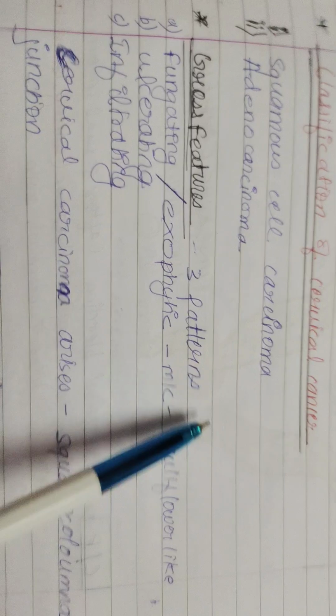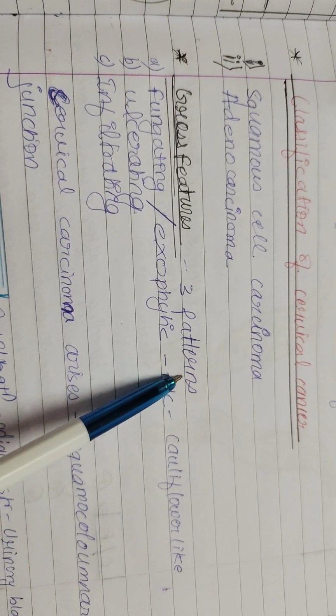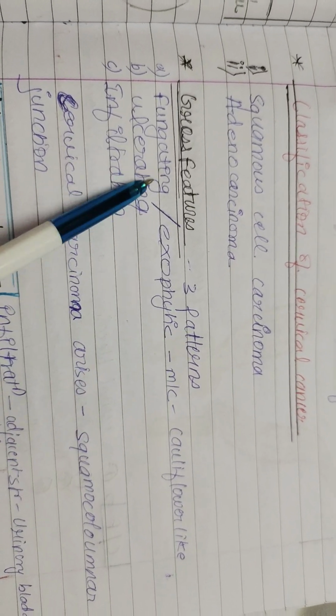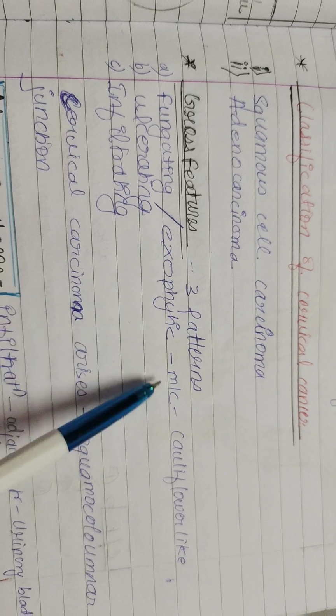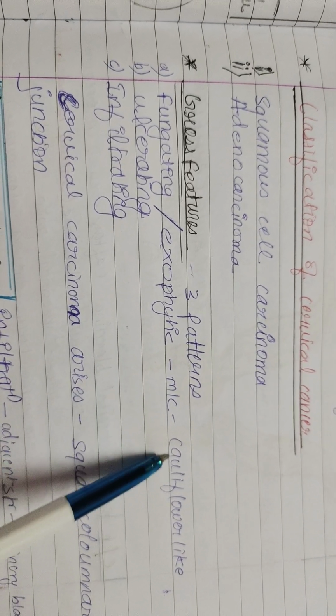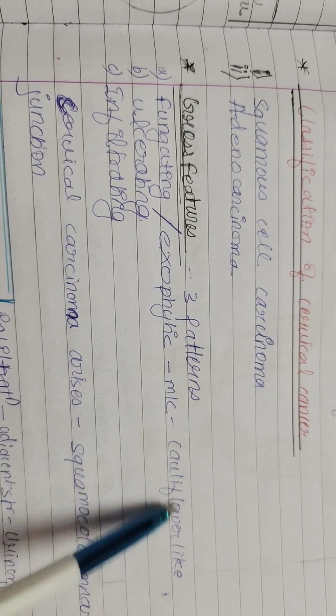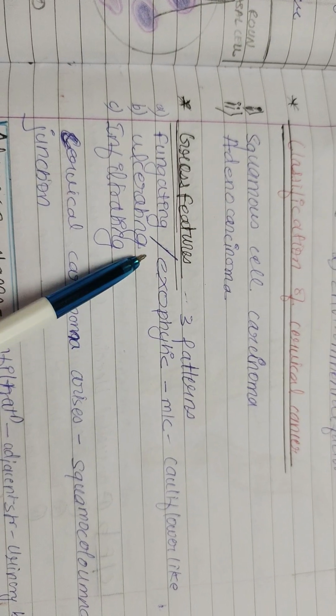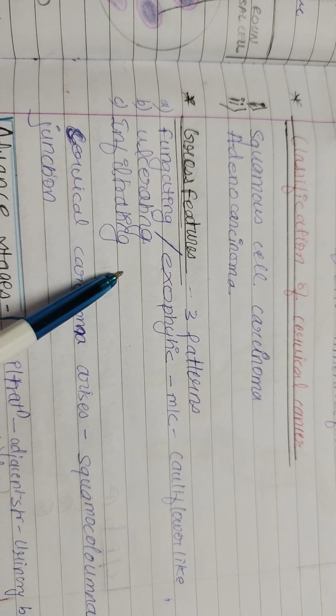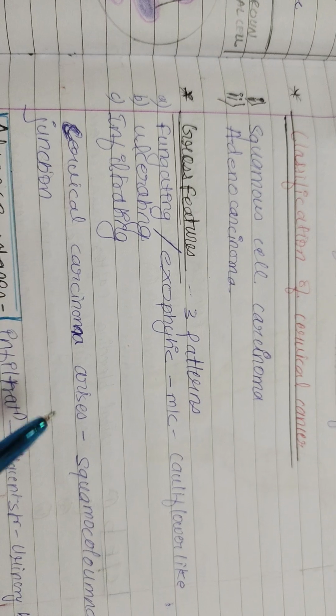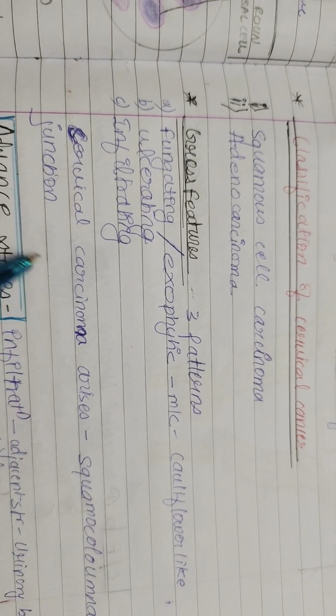Now, in gross, there are three patterns seen in cervical cancer. That is fungating or exophytic pattern, which is the most common pattern and in which the tumor appears like a cauliflower. Then the second feature is ulcerating pattern and third is infiltrating pattern. Cervical carcinoma arises from squamocolumnar junction.